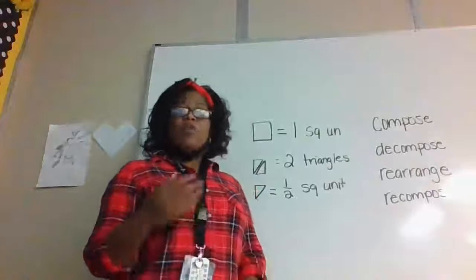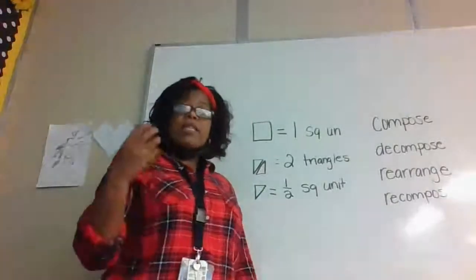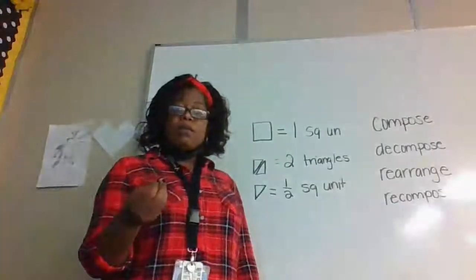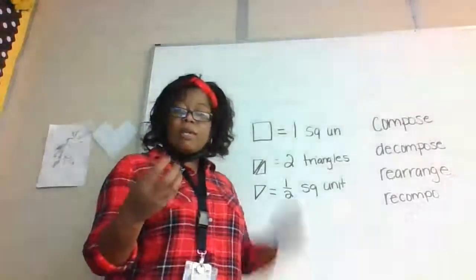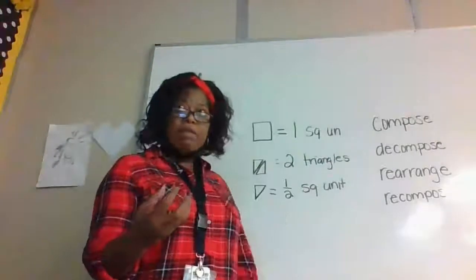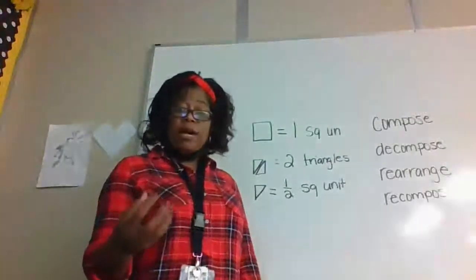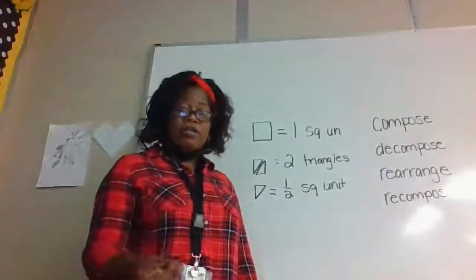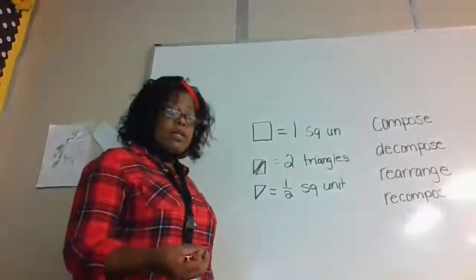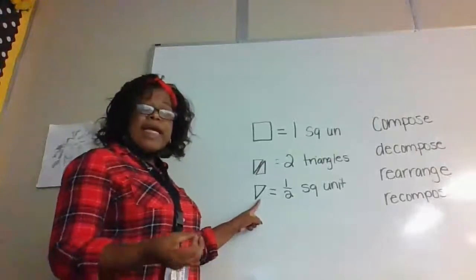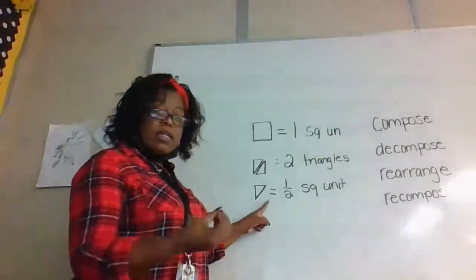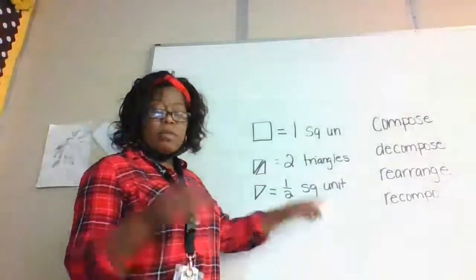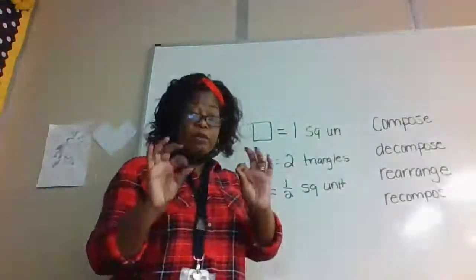Well, what if I only want one of the halves? What does that equate to? What does one half of the square, or one triangle, equate to? You should be able to tell me that a triangle is equal to one half square unit. So let's review that part really fast.